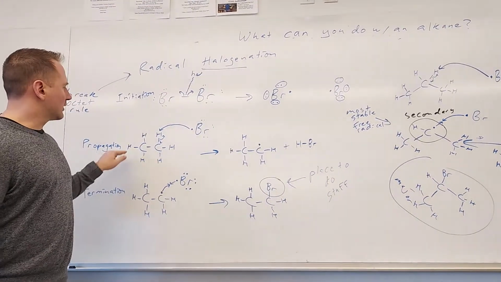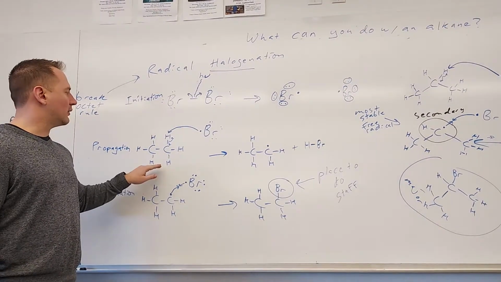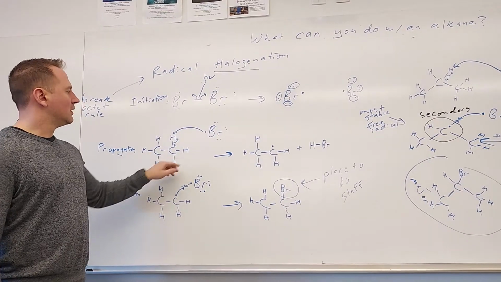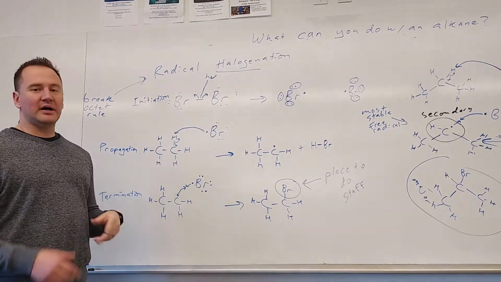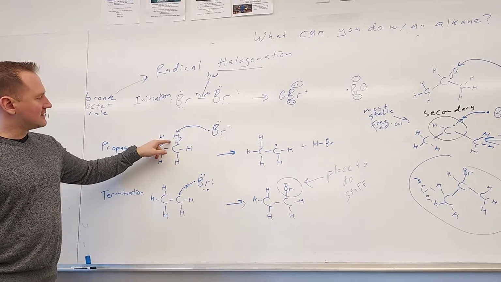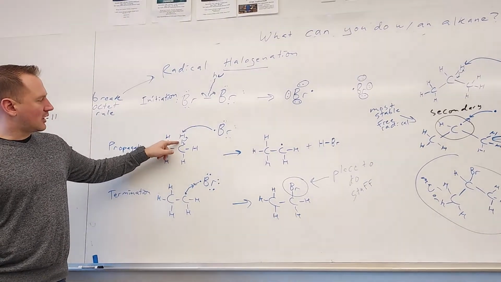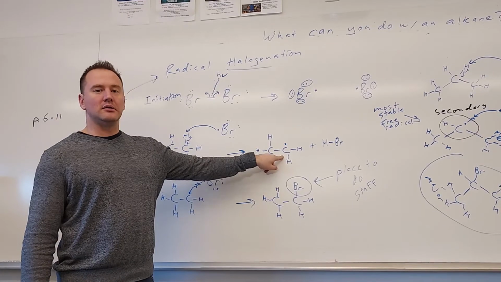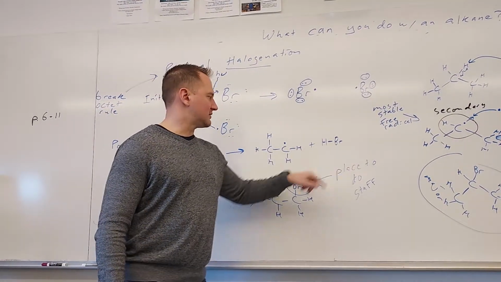For the propagation step, we're going to use the molecule ethane. Ethane is just 2 carbons, a fully saturated hydrocarbon. Bromine, the free radical atom, will collide with one of the hydrogens on it. When it does that, it forms another homolytic cleavage on the carbon-hydrogen bond. So what we end up with is a free radical ethane and then HBr, hydrobromic acid.